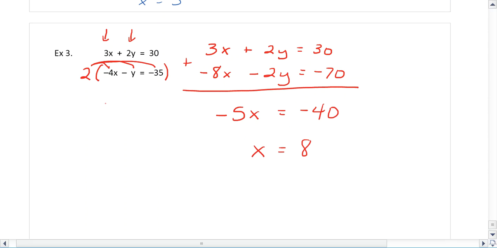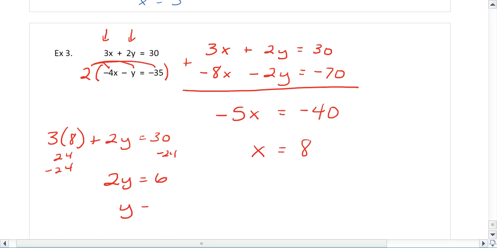And of course, plug it back into one of the originals. I'll just choose the first one. That's 24, so subtracting a 24 from both sides gives me 2y equals 6, and dividing both sides by 2 gives me y equals 3. So this system has the answer of 8 and 3.